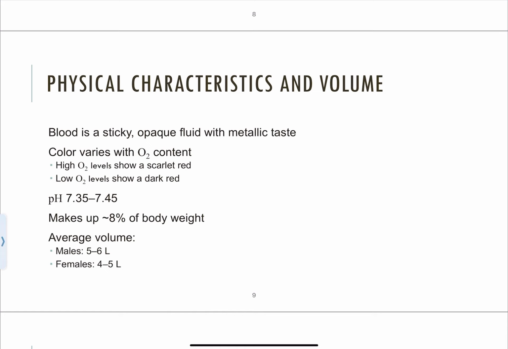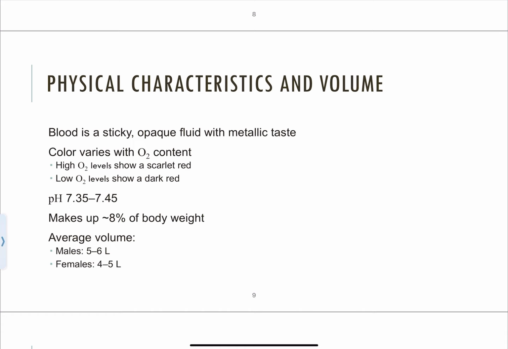The typical pH of blood is about 7.35 to 7.45. This is slightly alkaline, meaning it's a little bit basic. A pH of 7 is neutral. If it's above 7, it's basic. If it's below 7, it's acidic. So it's slightly alkaline or slightly basic, and it has to maintain this very narrow pH range between the 7.35 and 7.45. It's crucial for a lot of things to happen, which is why the buffers that we're going to talk about later are so important.